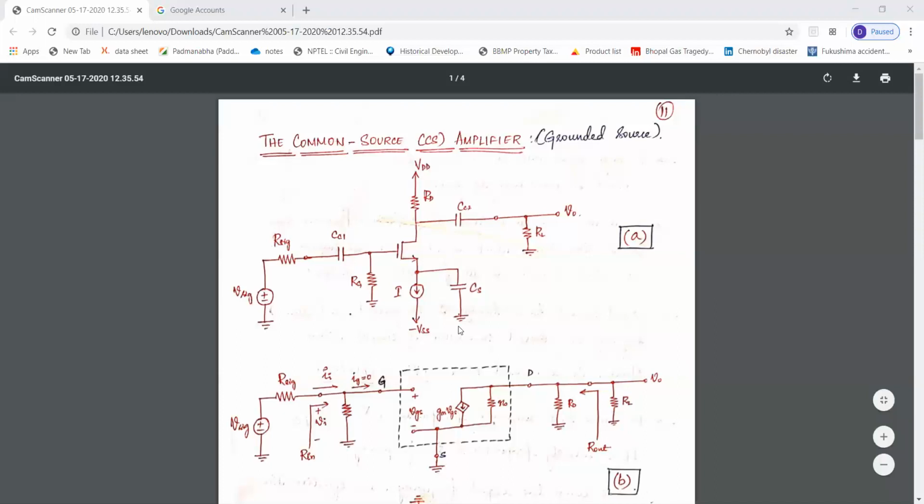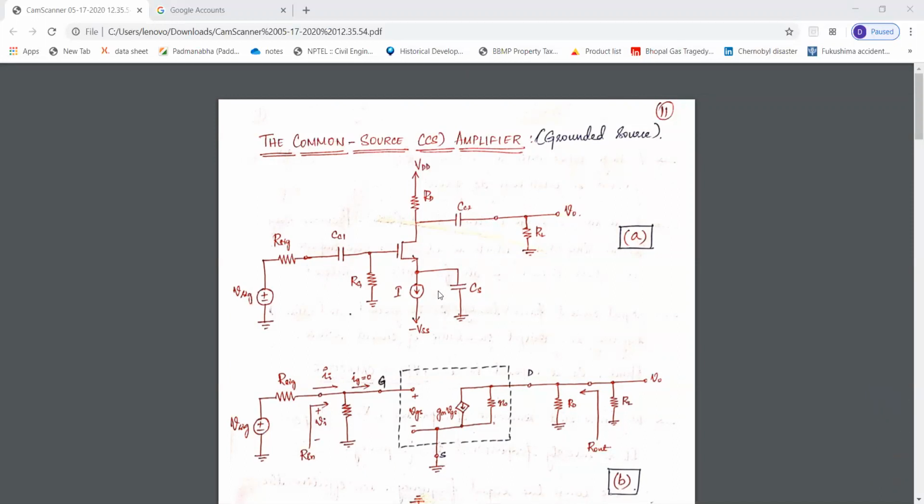Now this is the configuration of the common source amplifier. You can see here V signal is the input source with the internal resistance of R signal, and this coupling capacitor CC1 at the input side and CC2 at the output side. Here the drain terminal is coupled to the load resistor through this coupling capacitor CC2. Both these coupling capacitors will block the DC signals and allow only AC signals to pass.